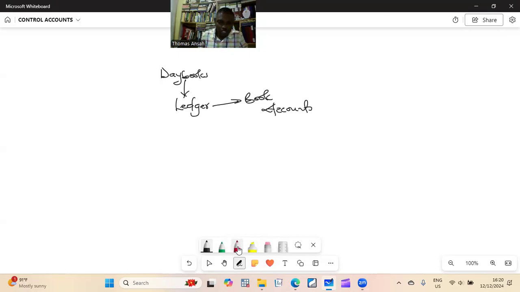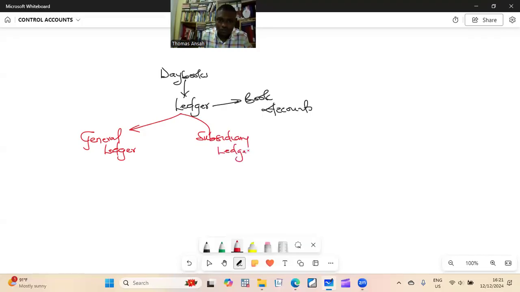So what do you see in the ledgers? In the ledger, we have two main types of ledgers, the two main classifications. You have the general ledger, and we have the subordinate ledger, or the subsidiary ledgers, whichever way you want to call it. Now, in the subsidiary ledger, we can have what we call the sales ledger, and we can have the purchases ledger.